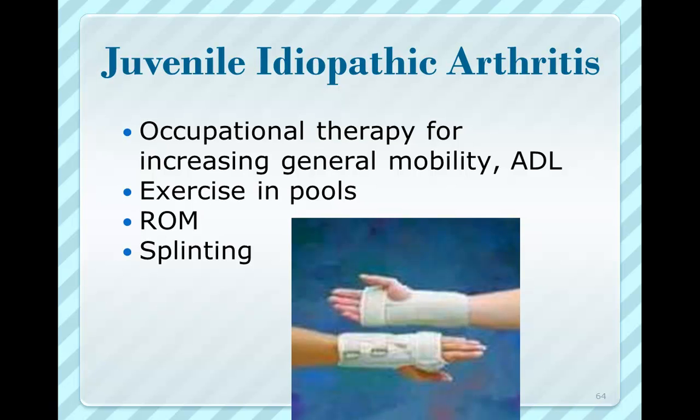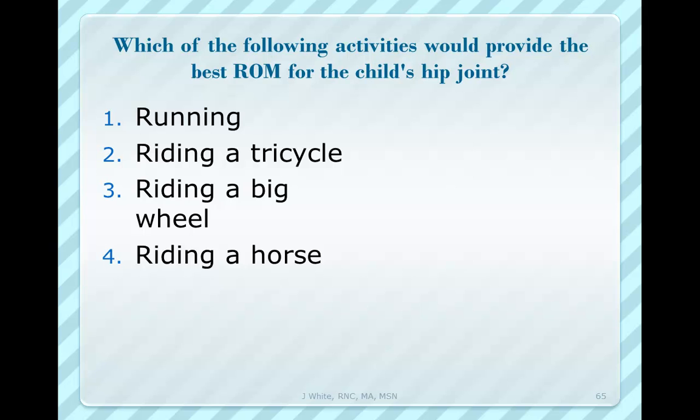Treatment, occupational therapy. We want to keep them moving and make it as easy as possible. So you want to think about what kind of movement will keep the joint functional but will not damage the joint. Think about the difference between running and exercising in the pool. Running is pounding on the knee joints. Exercising in the pool, there's no weight there, so it's not going to damage the joints while maintaining range of motion.